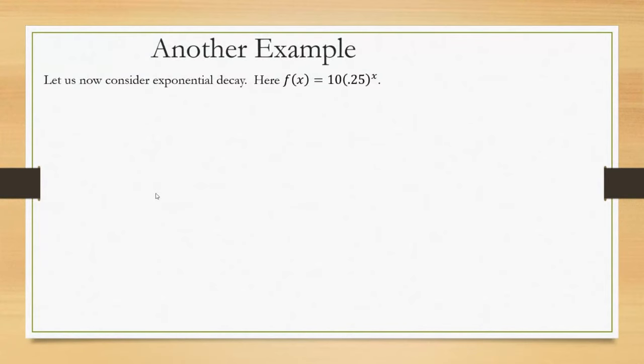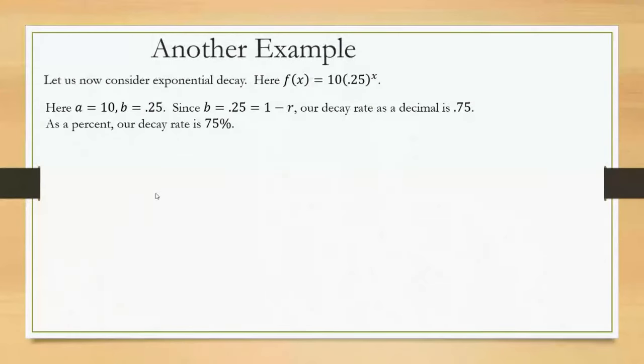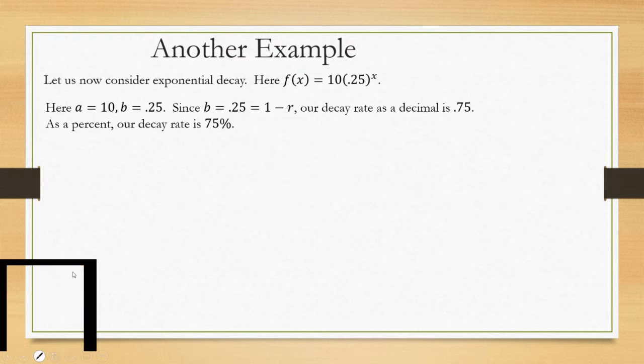So here's another example I want to do, kind of like what we did last time. Very similar. We have A is 10, B is 0.25, as you can see. But just like before, we could figure out what R is. Since B is positive and less than 1, R has to be in this form, and we could just solve for R. It's just like the calculation on the first slide. We get R is 0.75.